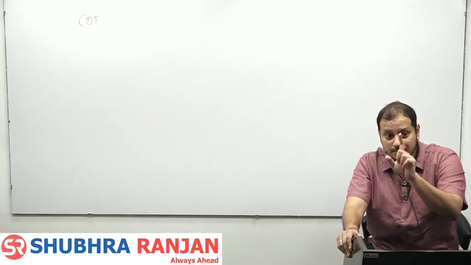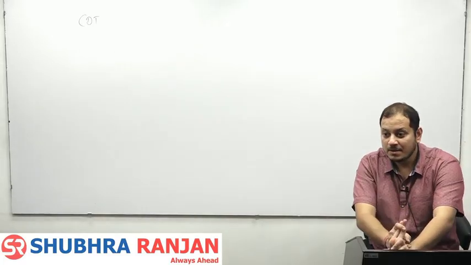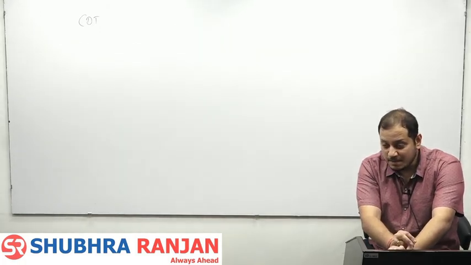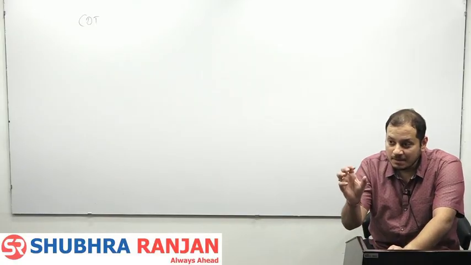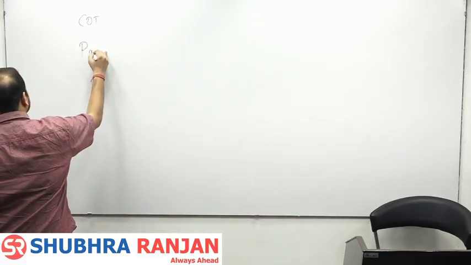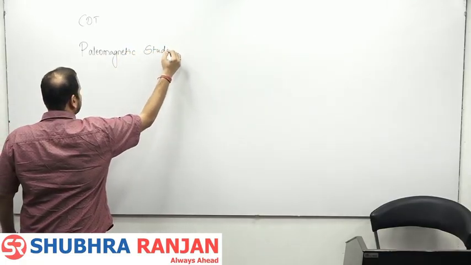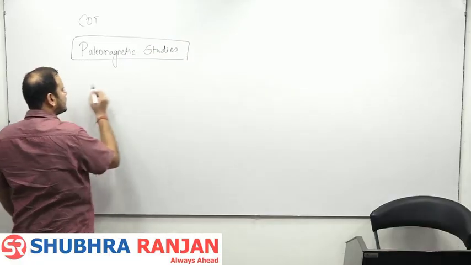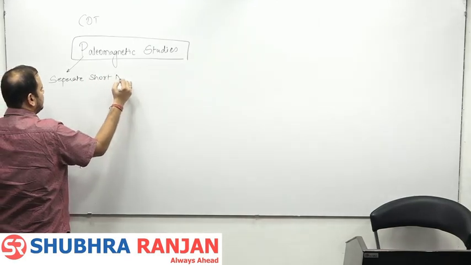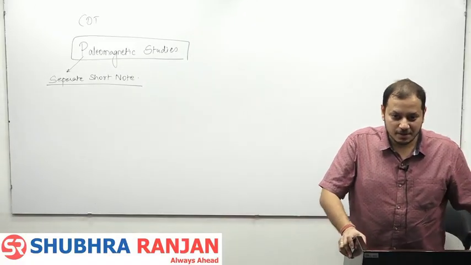But what are the major evidences we have written? Jigsaw fit. Second is fossils. Third is rocks, geological evidence. The fourth is the behavior of the animals, and the fifth evidence is one of the most important and the toughest evidence. This comes as a separate short note. Write on the paleomagnetic evidences of the continental drift.